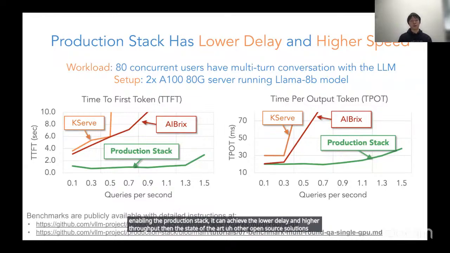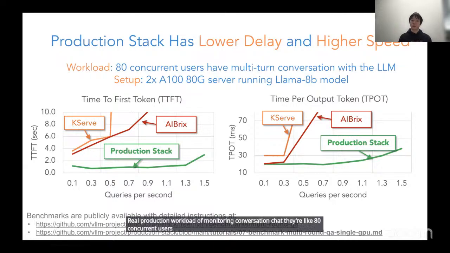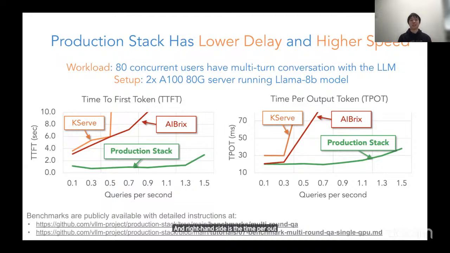To produce these figures, we ran a real production workload of multi-turn conversation chat. There are 80 concurrent users chatting with the large language models, and we set up the production stack as well as a baseline on two servers with A100 80 gigabyte GPUs with the Llama 8B model. As you can see here, the x-axis is queries per second, and the y-axis on the left-hand side is the time to first token, basically the response delay, and the right-hand side is the time per output token, basically the generation speed.